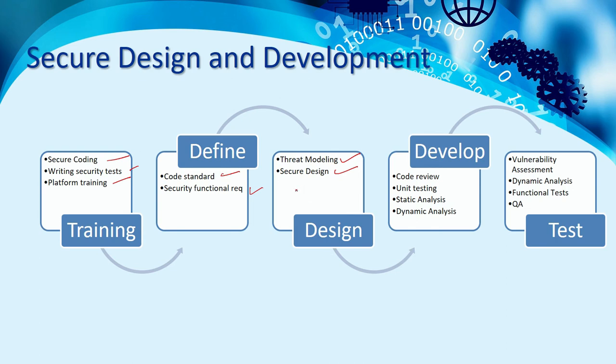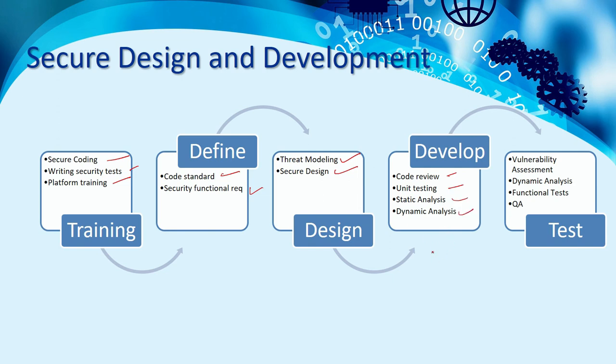So in the exam, you may find some questions like what is the exact phase when we should perform the threat modeling in the SSDLC. So there may be questions when should we define the coding standard in the SSDLC phases, or when should we perform the manual code review, in which phase it should happen. Just like in the development phase, it should be code review, unit testing, static analysis, dynamic analysis.